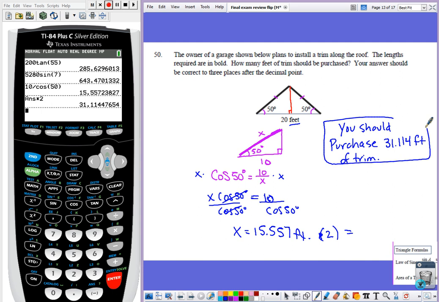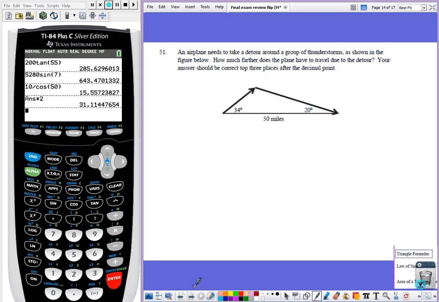All right, that's a great real-life example. All right, so that was problem 50. We got 4 left, right? 51 to 54. Cool. So 51, an airplane. An airplane needs to take a detour around a group of thunderstorms as shown in the figure below. How much farther does the plane have to travel due to the detour?